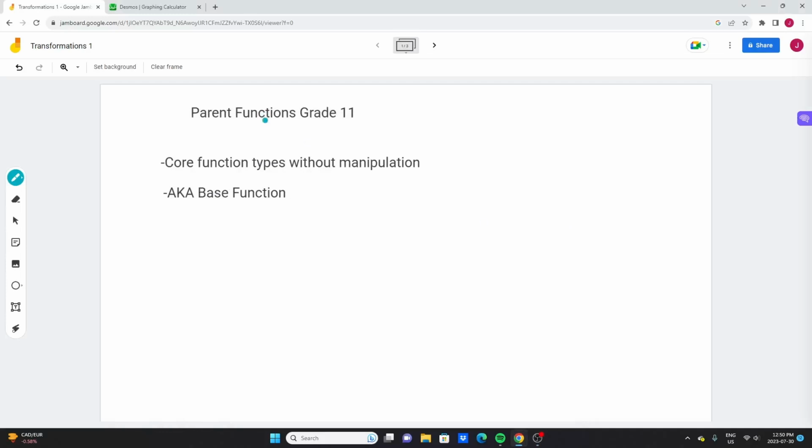Talking about parent functions, or basically an introduction to parent functions in grade 11. So what exactly are parent functions? Parent functions can be said as the core function types without manipulation. They're also known as the base function. That's exactly what a parent function is. This is the original function without any transformations applied to it. So that's what a parent function is.